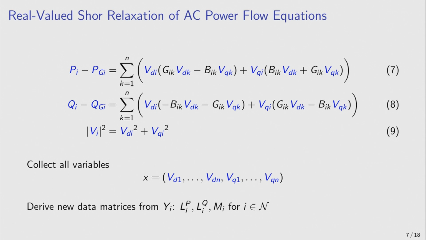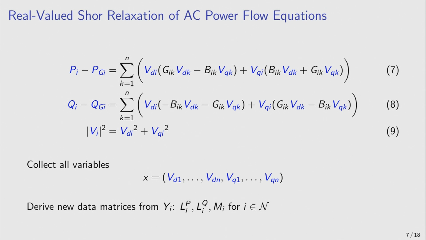Okay, so again, the first relaxation that I'm going to show you is Shor's relaxation for the AC power flow equation, and it's derived for the rectangular form of the AC power flow equations. So notice on the left-hand side, we don't need to worry about anything. Those are linear expressions, while on the right-hand side, we have these bilinear terms. So all the terms are there. If you look very carefully, you multiply them out, they're all bilinear terms that involve either VDI or VDK or VQK and VQI.